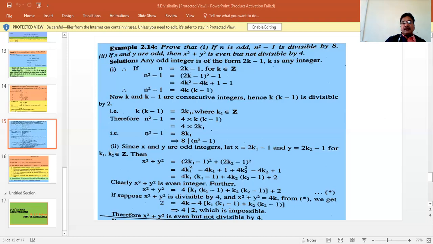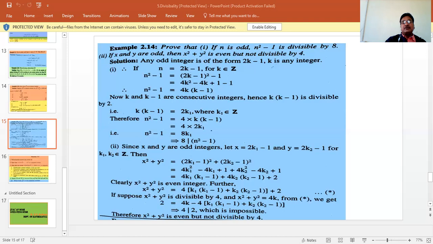Then take 4 common from these quantities. We have 4 in bracket, the quantity k minus the other bracket, and that bracket is an integer. So it is expressed in the form 4 into some integer, which implies 4 divides 2, but this is a contradiction. It is impossible that 4 divides 2. Why does this contradiction arise? Because our assumption is wrong that x squared plus y squared is divisible by 4, and therefore x squared plus y squared is not divisible by 4.